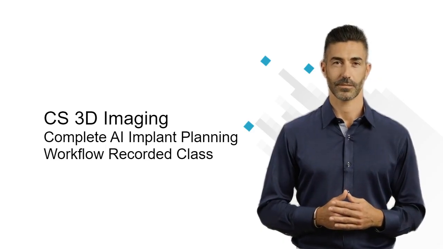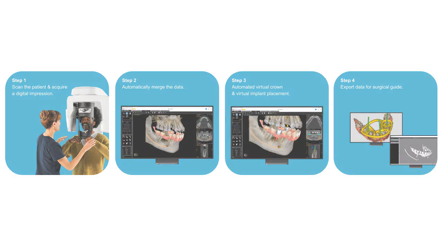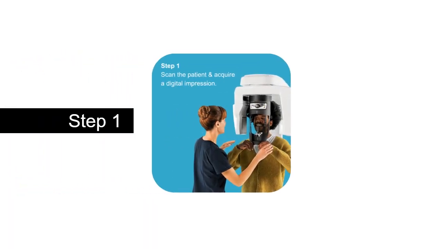Let's get started. In 4 streamlined steps, this implant planning workflow enables precise implant planning in less time by automating several manual tasks. Step 1. Scan the patient and acquire a digital impression.